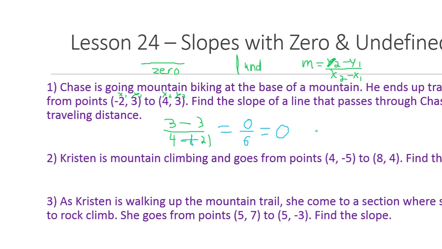So, he was going mountain biking, and he was at the base of the mountain. So that's why it has no slope, because it was the base of the mountain. He wasn't climbing up it.